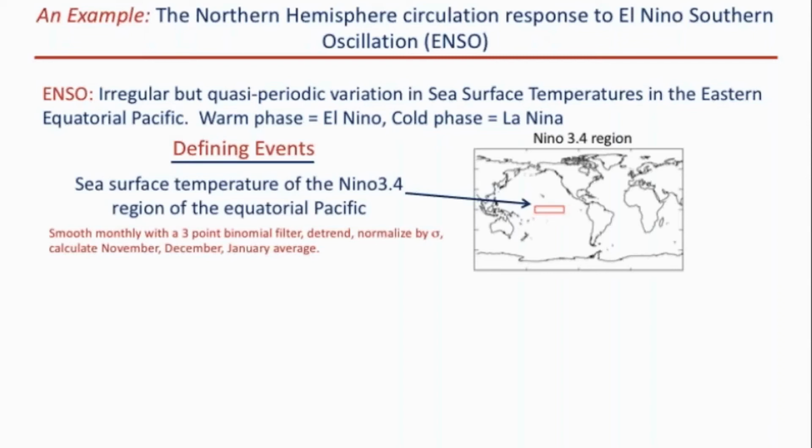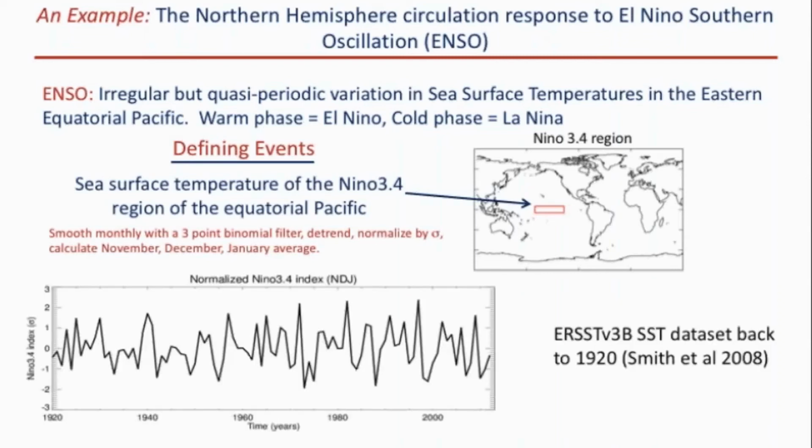And so I'm going to use the Nino 3.4 region, which is shown in the red box here. We do a bunch of stuff to that time series to get some kind of normalized index of sea surface temperature variability in the equatorial Pacific. And I think with the observation-based products, we can pretty safely go back to about 1920. So that's the time series of sea surface temperatures here.